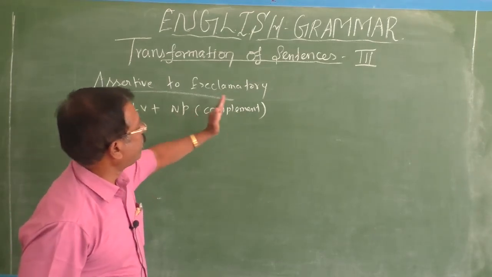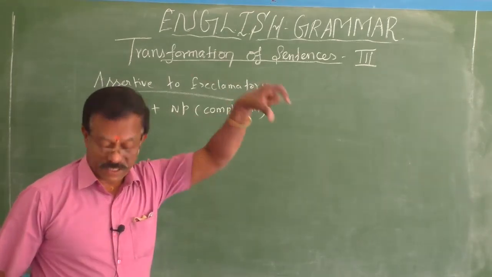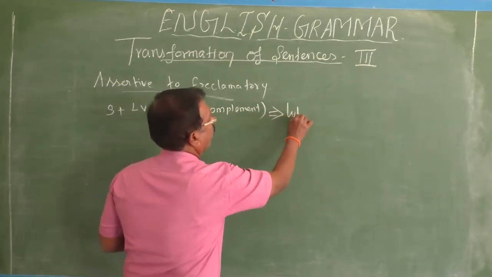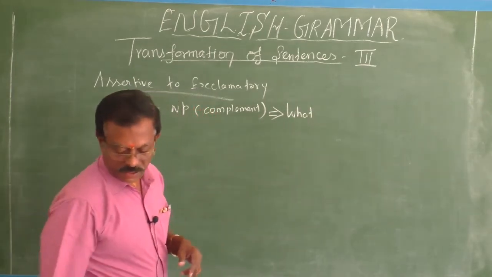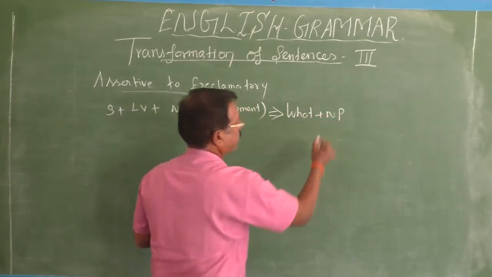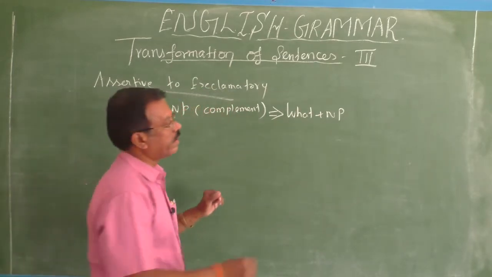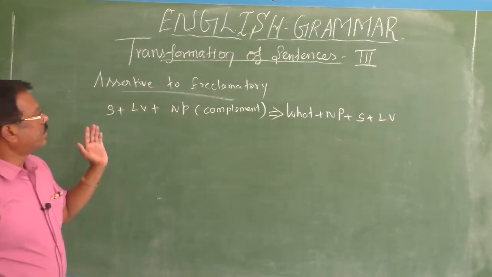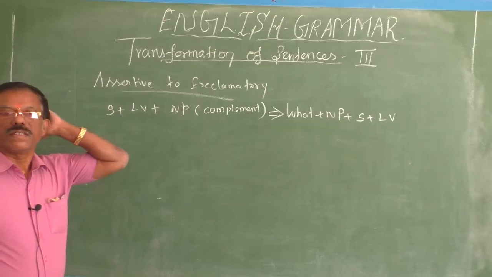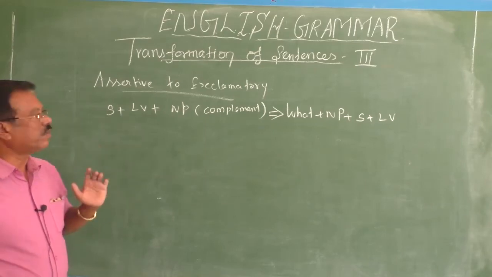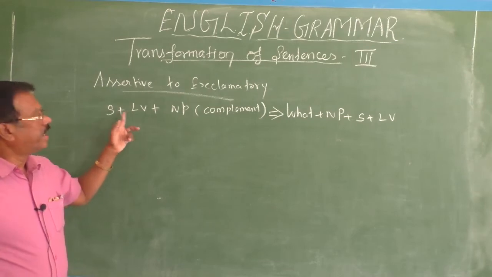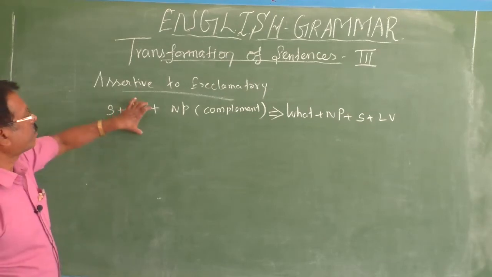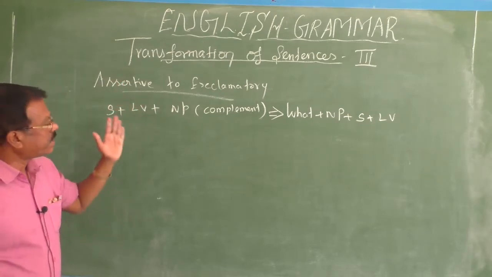When it is transformed into an exclamatory sentence, the structure of the exclamatory sentence should be: what? It should begin with what, plus noun phrase, plus subject plus link verb. See children, just read these rules that exist behind this transformation carefully with good intention. See, subject, linking verb, noun phrase. This noun phrase is a complement. Okay, fine. This is the structure of an assertive sentence that is given in the question.